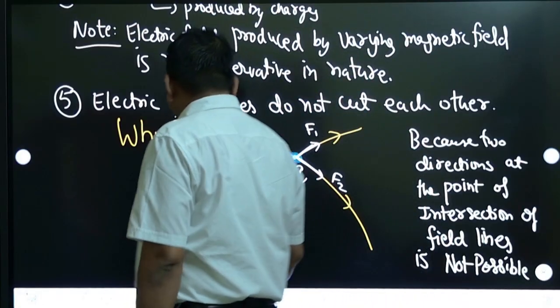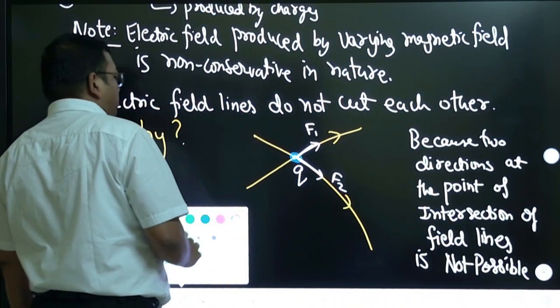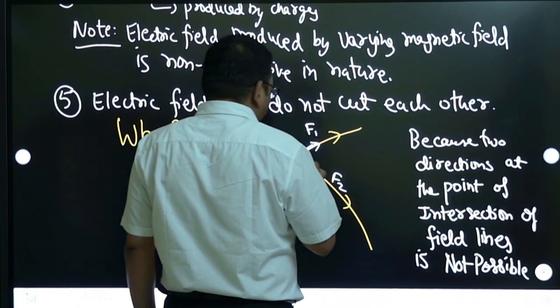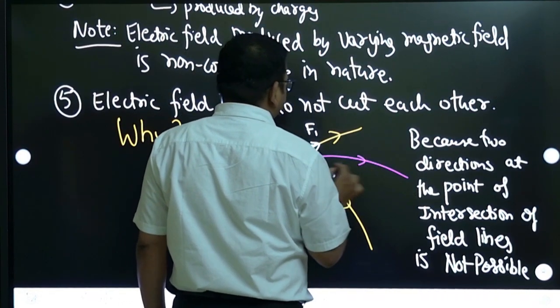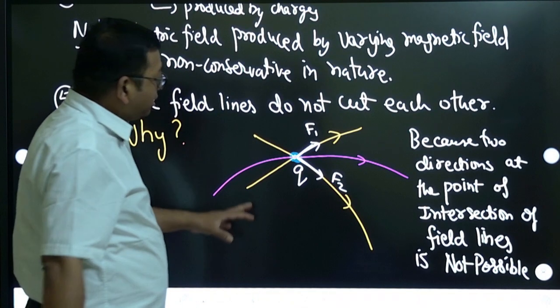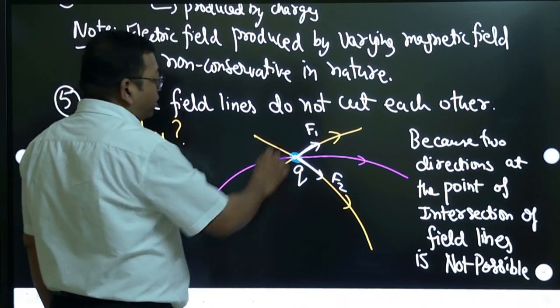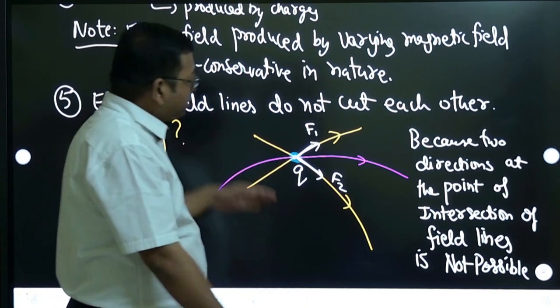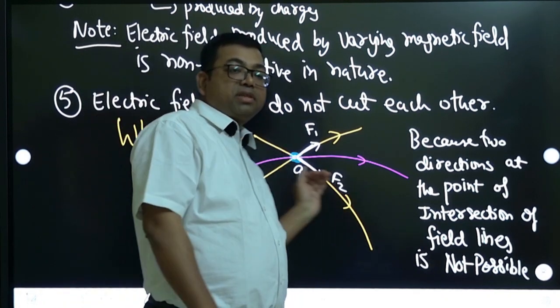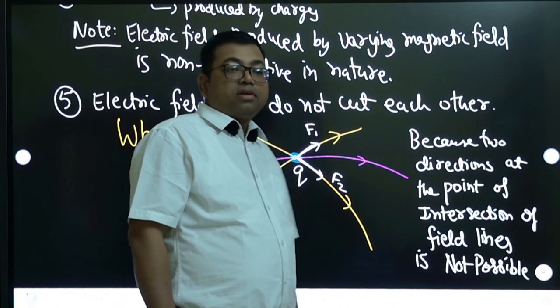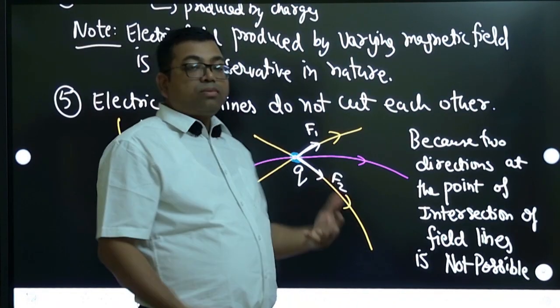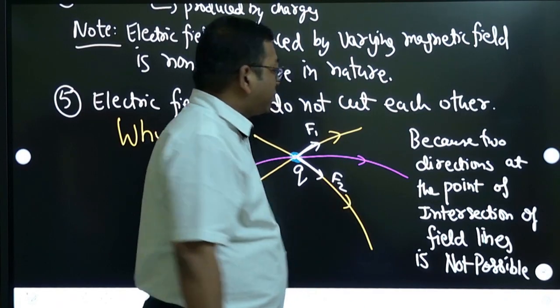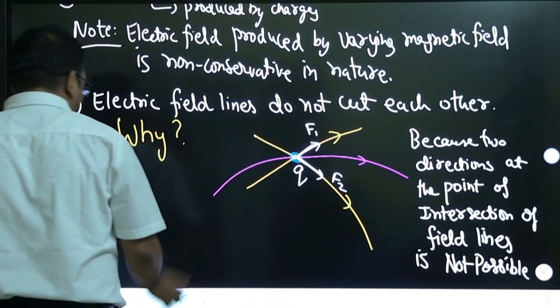It will have a unique direction. So instead of that, you can show a resultant field like this. If you show a resultant field, then you may not show these two field lines, because let us say this field line is representing the resultant field. So then there is no possibility of intersection. So this is an important point to note.